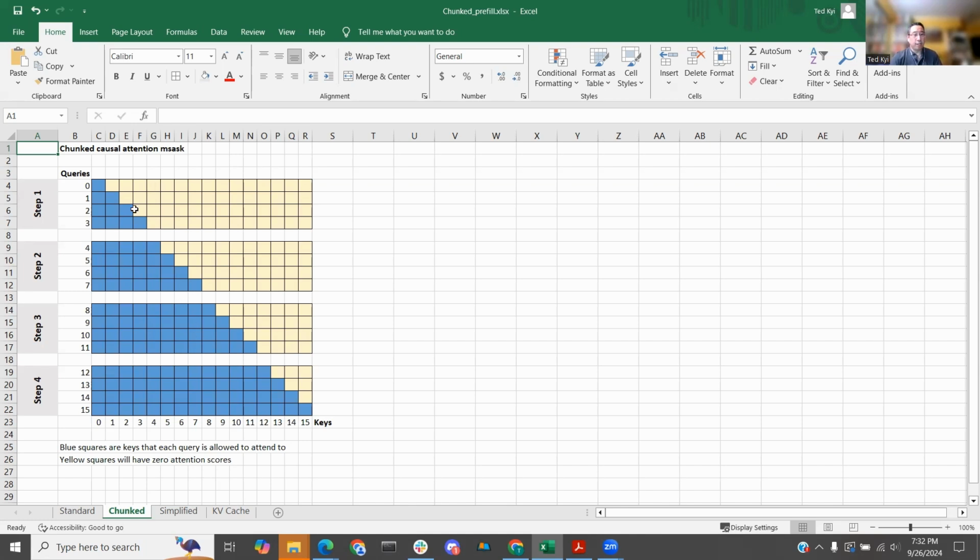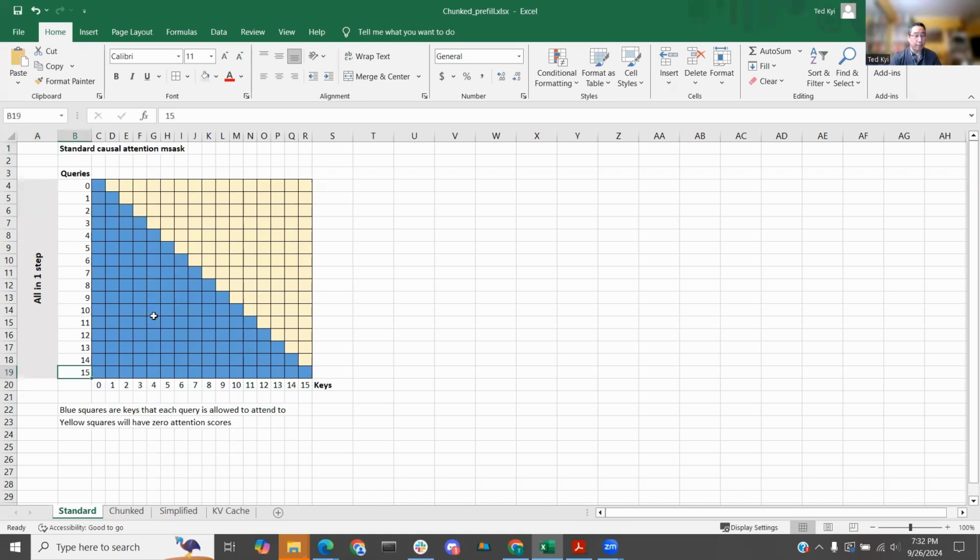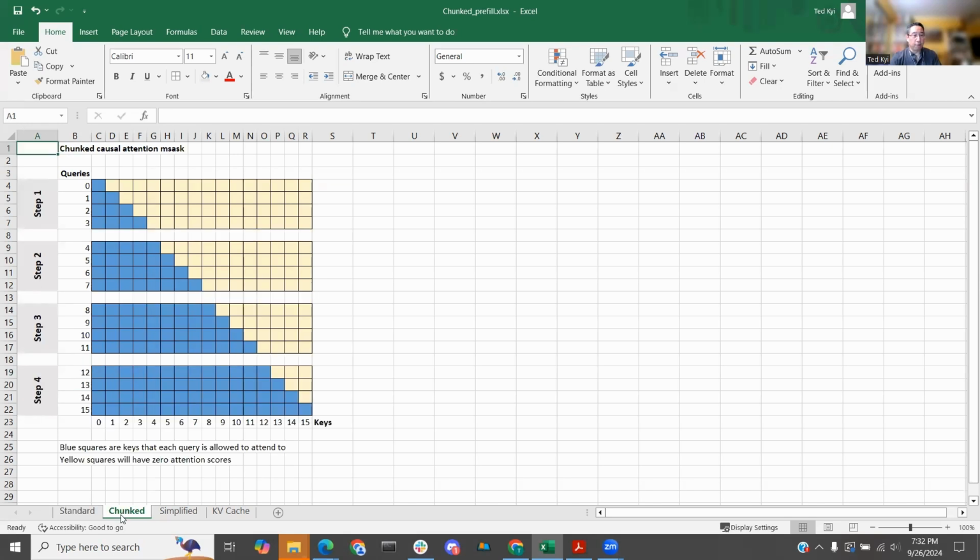Is there anybody who has any concern that this is not mathematically exactly the same as if I do a 16 by 16 matrix multiply? Instead, I just do 4 separate 4 by 16 matrix multiplies. Any questions, any concerns?